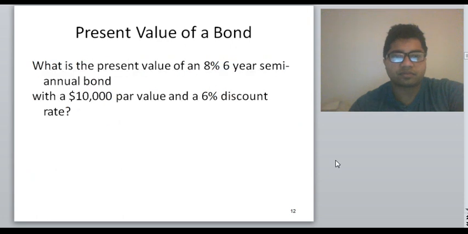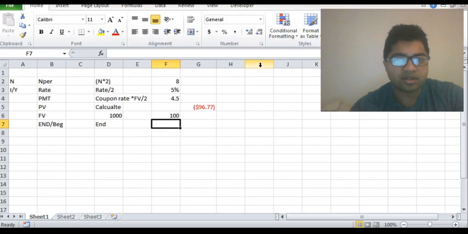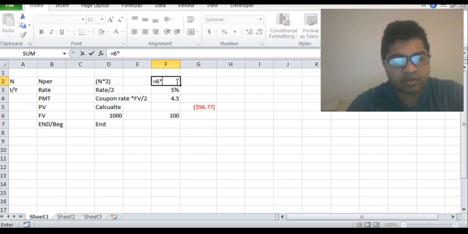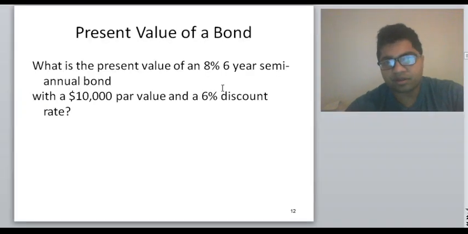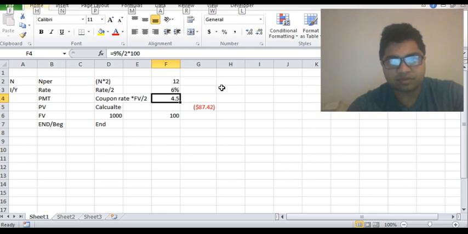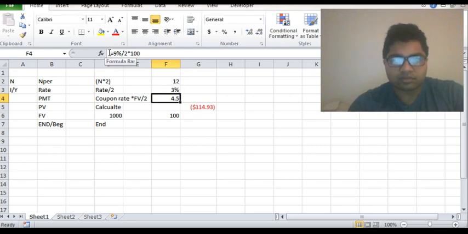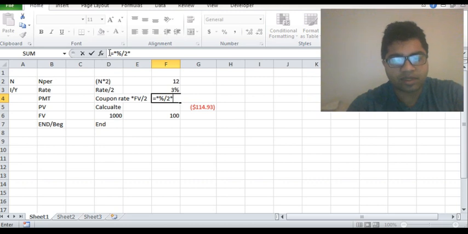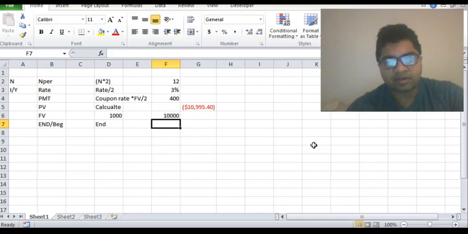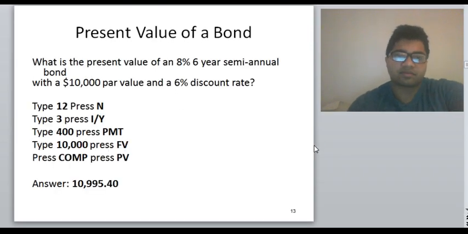Same with this question. What is the present value of an 8% 6 years bond? So 6 years is 6 multiplied by 2. N will be 6 multiplied by 2, that is 12. The discount rate is 6%, divided by 2. So I forgot to divide by 2. Coupon rate is 8% divided by 2 multiplied by 10,000. And the par value is 10,000. So the answer is $10,995. Okay.